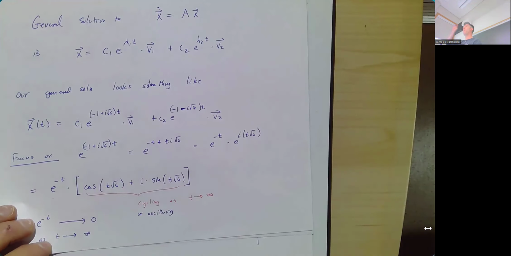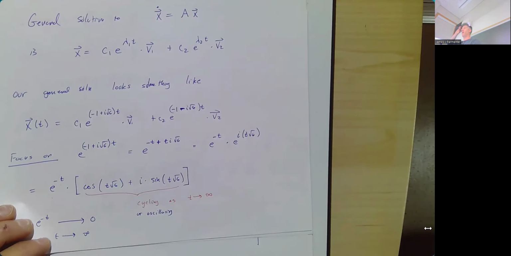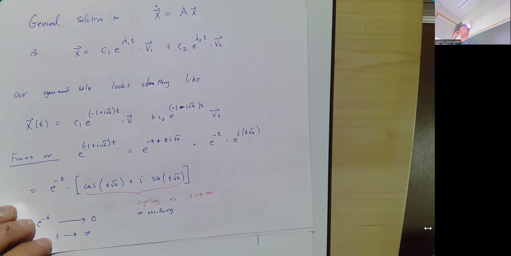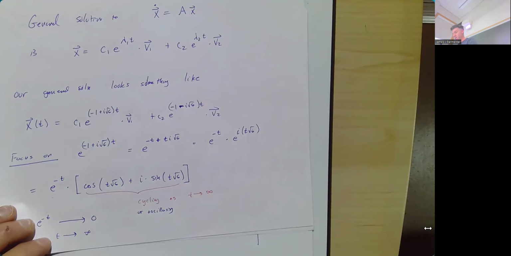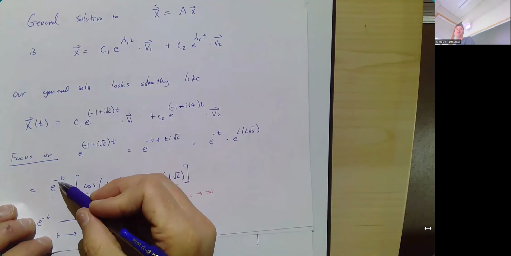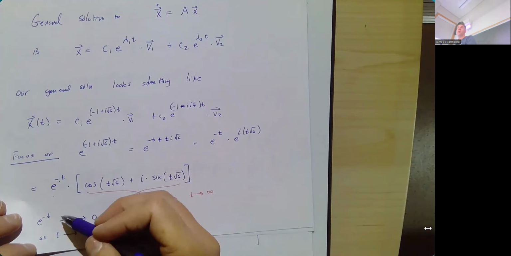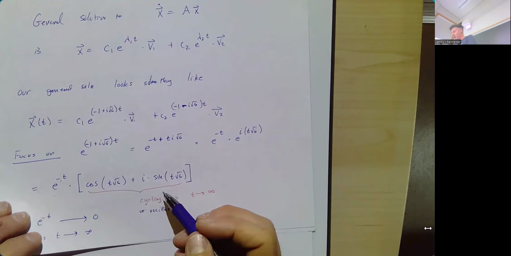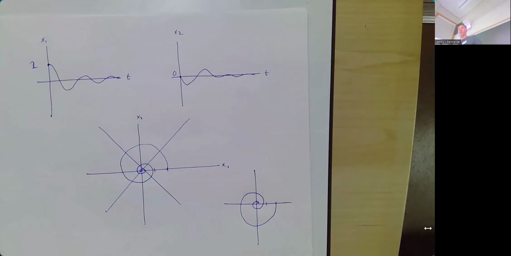If my real part had been positive, like our eigenvalue had been 6 plus or minus the square root of -7, then we would have an e to the positive 6t, and this part would have gotten larger and larger while this part oscillated, and we would have spiraled outward instead of spiraling inward, and we'd have an unstable spiral.